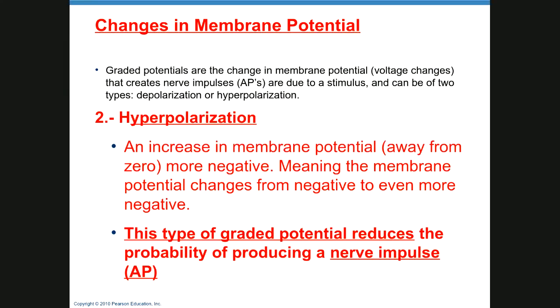Hyperpolarization, on the other side, is an increase in the membrane potential away from zero, meaning the membrane becomes more negative than minus 70 millivolts. This happens when potassium ion gates open and potassium leaves the cell. This type of graded potential is going to reduce the chances of creating a nervous impulse.